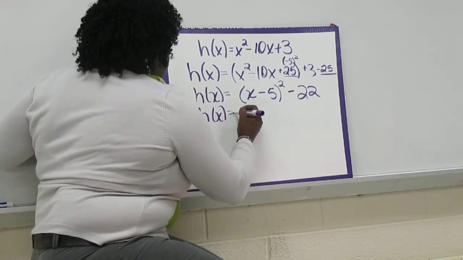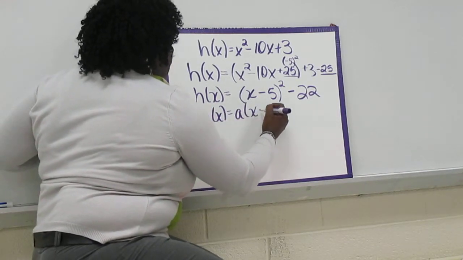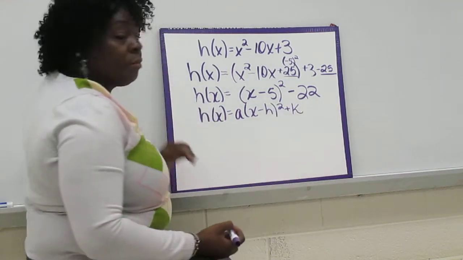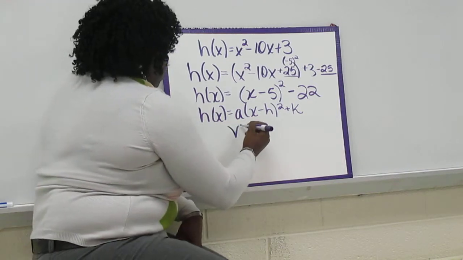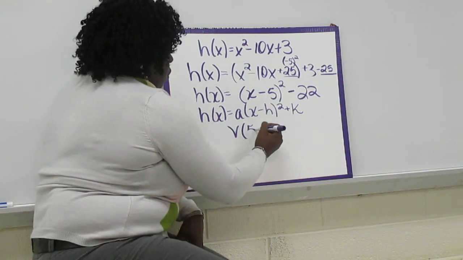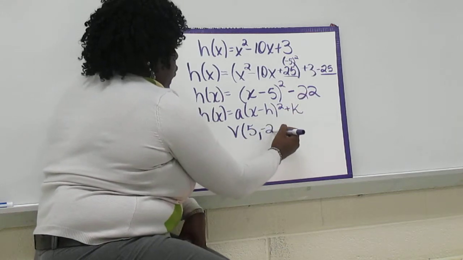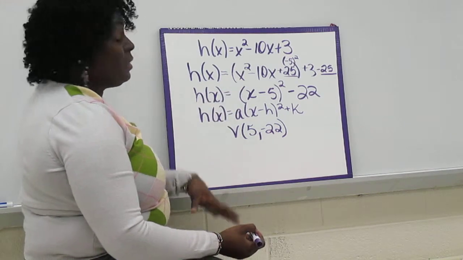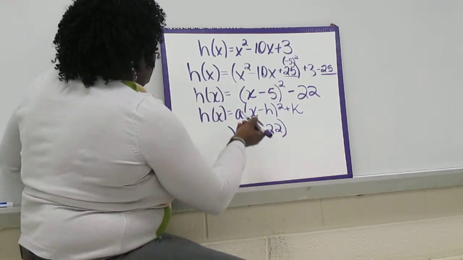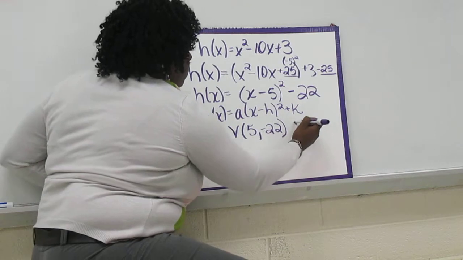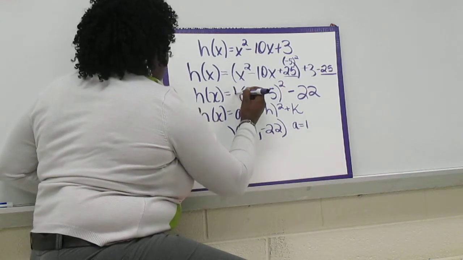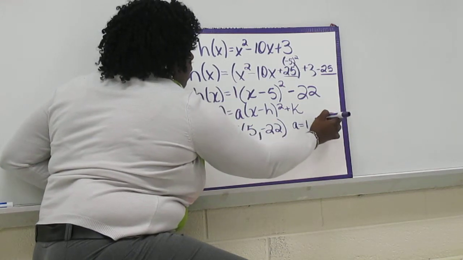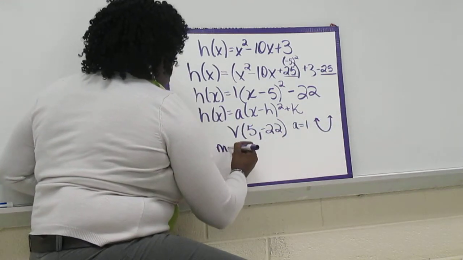Remember, vertex form is a times x minus h squared plus k. Alright? So your vertex would be the opposite of this, which is 5, negative 22. A tells you whether it opens up or opens down, whether you have a minimum or a maximum. In this case, a is 1. So this parabola would open up, meaning this is a minimum value.